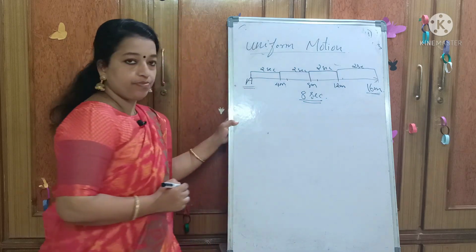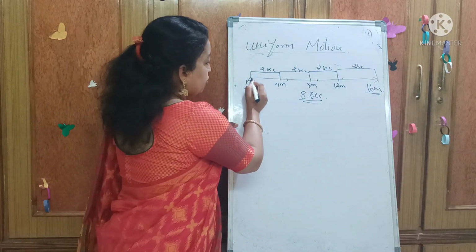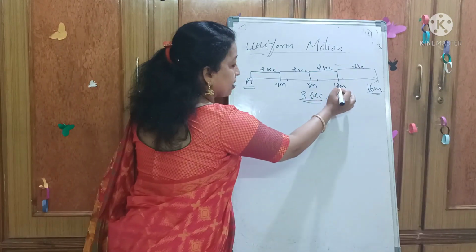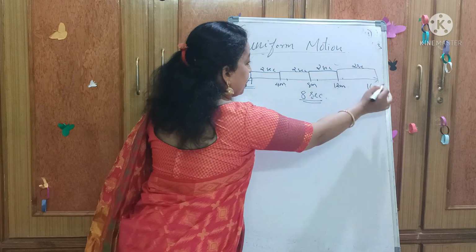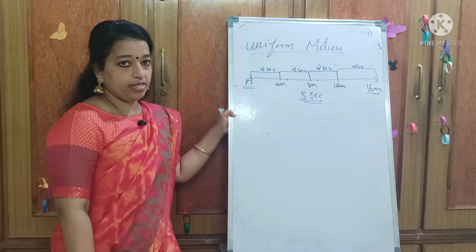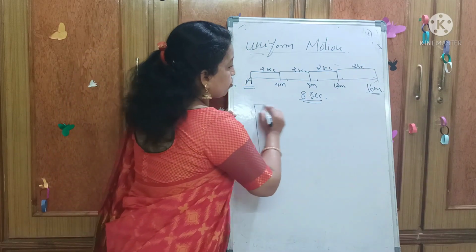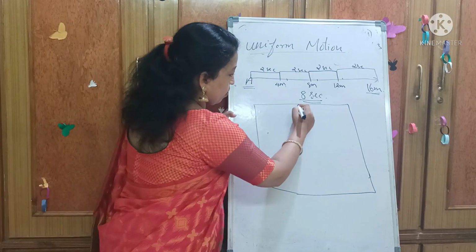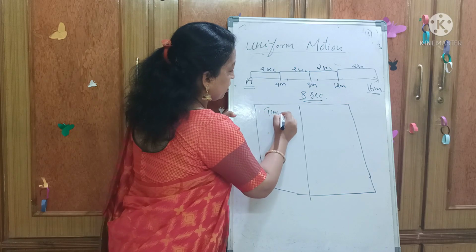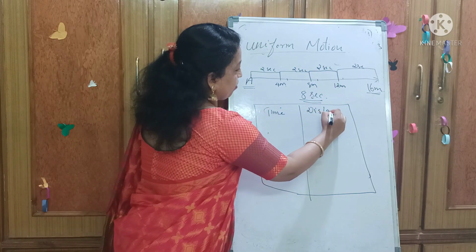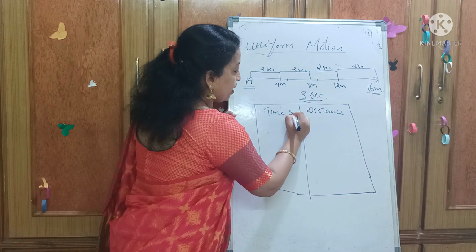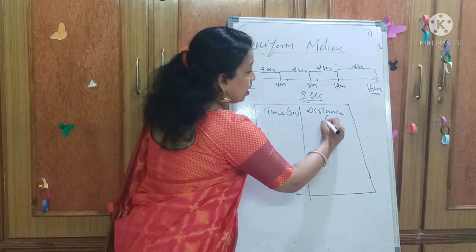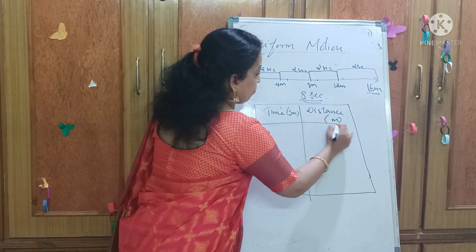Children, see there. First 2 seconds, 4 meter. Next 2 seconds, 8 meter. Next 2 seconds, 12 meter. Next 2 seconds, 16 meter. Right? I am drawing one table of this. Here the time, here the distance. For time, the unit is second, and for distance, the unit is meter. Okay?